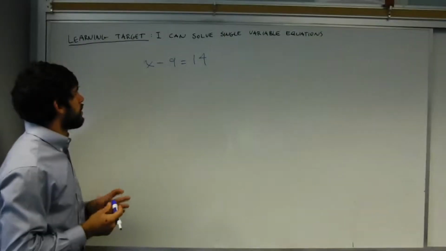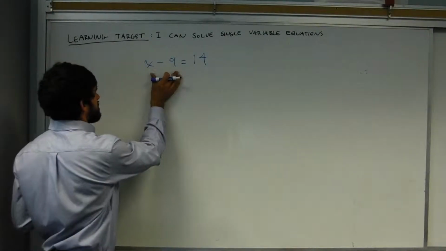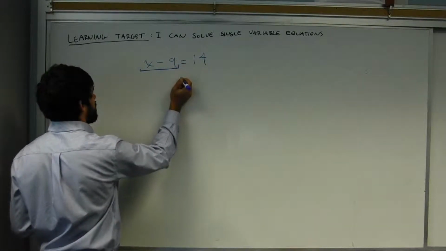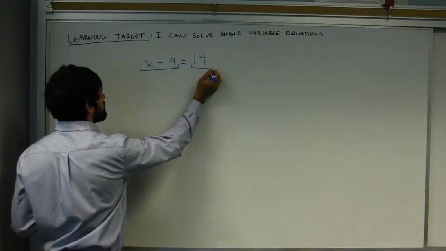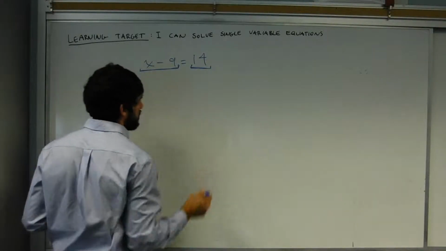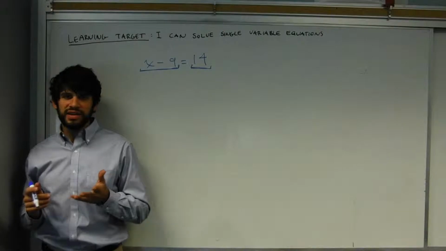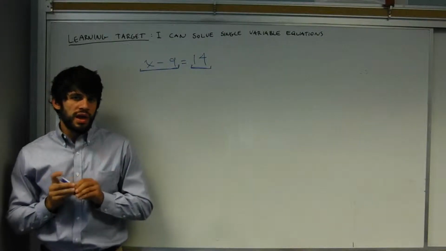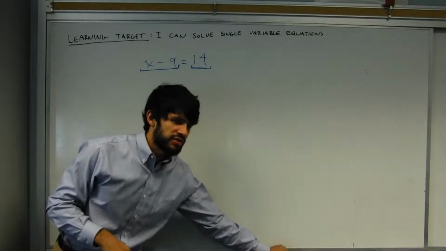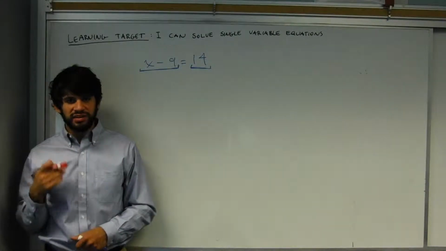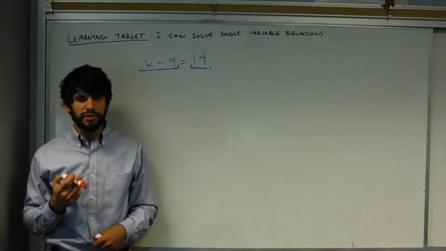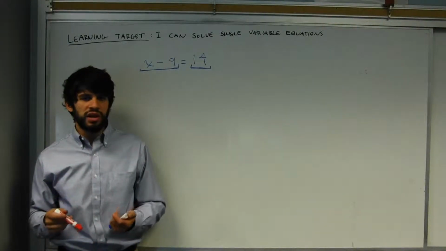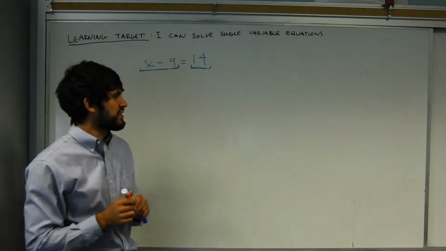So what an equation tells us is that everything that's on this side of the equation has to be equal to everything on this side. So if you recall, in our last lesson we went over the properties of equality. And some of those properties of equality, namely the addition property, subtraction property, multiplication property, and division property, are really our tools in solving these equations.